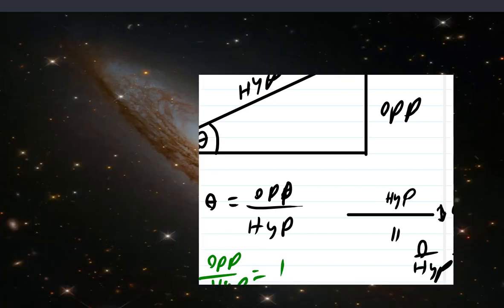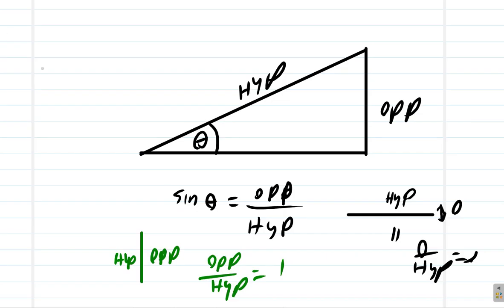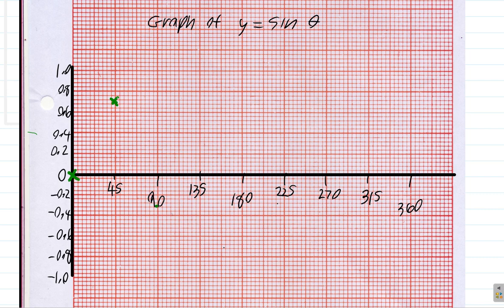Let's check our calculator and see. The sine of 90 degrees equals 1. Alright, so we got that. So in this case, we reach up to 1.